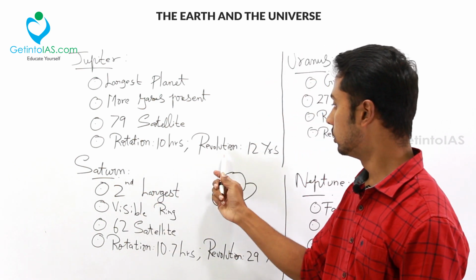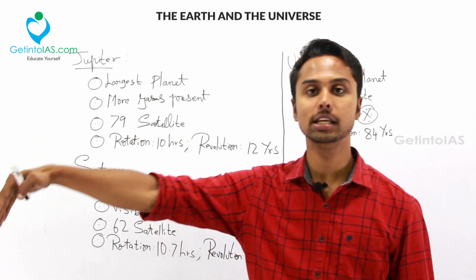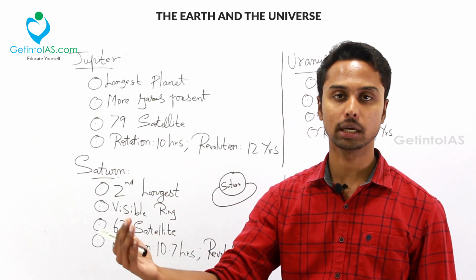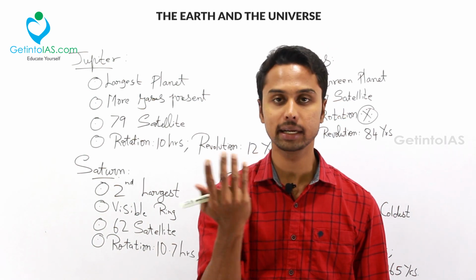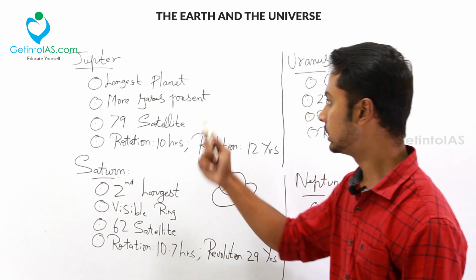Since Jupiter is so far from the sun, it takes 12 years to revolve around the sun. On the other hand, Mercury is so close to the sun that it can revolve very easily, in 88 days. You can see the example. That is about Jupiter.